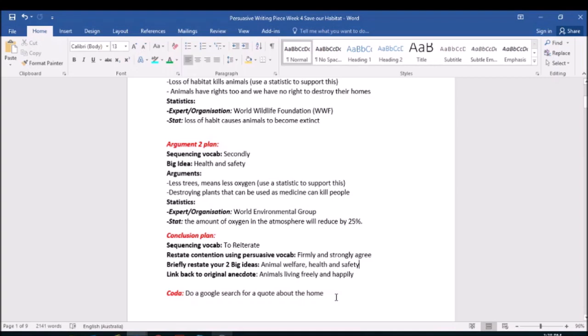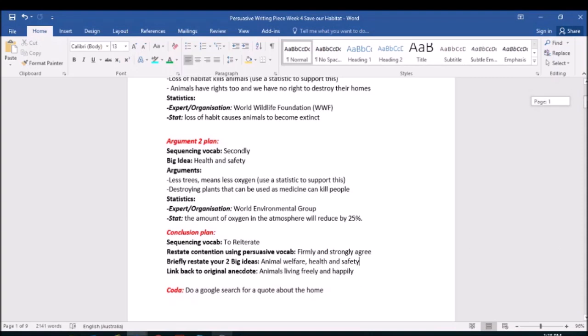Don't forget as well, with the activity that you did previous to this, where you came up with some powerful strategies and some lovely vocab that you might want to include in this persuasive writing piece, please make sure that you remember to go back to that activity during the week and actually include some of that wonderful vocab that you came up with and brainstormed in the previous activity.